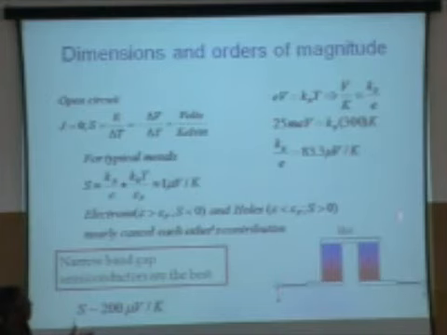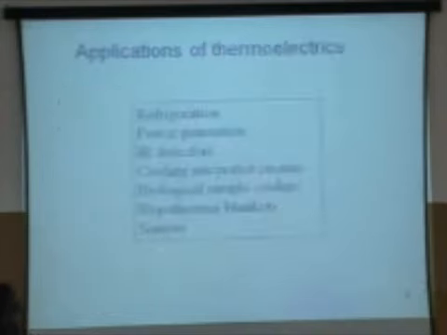So that's the geometry people use. They call it binary. So you have thousands of these doubles, PNs, PNs, PNs, put them together, put a hot plate and a cold plate, then you have a thermoelectric machine. So that's how it is usually synthesized, made into devices. So there are many uses.